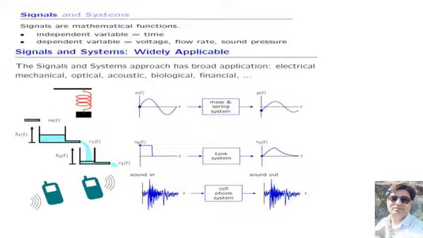Means we are providing an oscillatory motion to our mass and spring system. We can see that the output of our system is also an oscillatory motion, a sine wave, but with a phase shift. In the second case, we have a tank system.